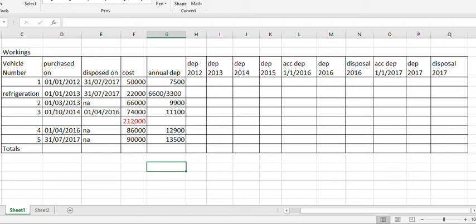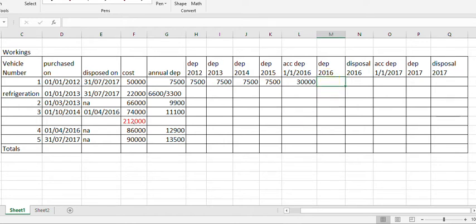So vehicle number 1, purchased the 1st of January 2012, disposed on 2017 end of July. So bought on the 1st of the 1st 2012. So in 2012, a full year's depreciation. Same in 2013, same in 2014, same in 2015. So by the 1st of the 1st 2016, we have 4 full years depreciation. So that would be €30,000.